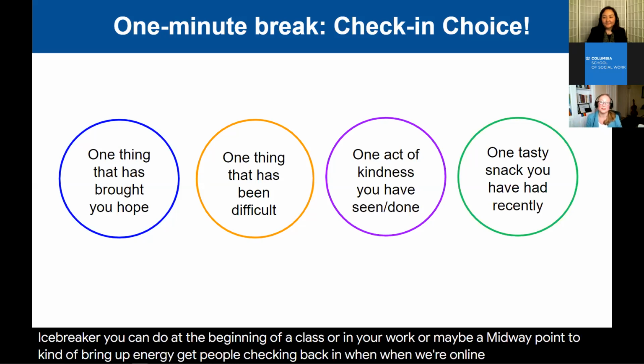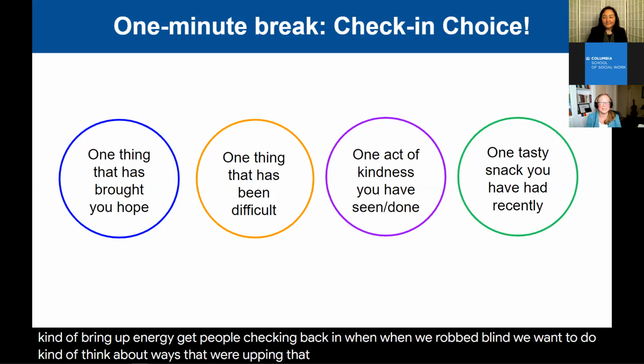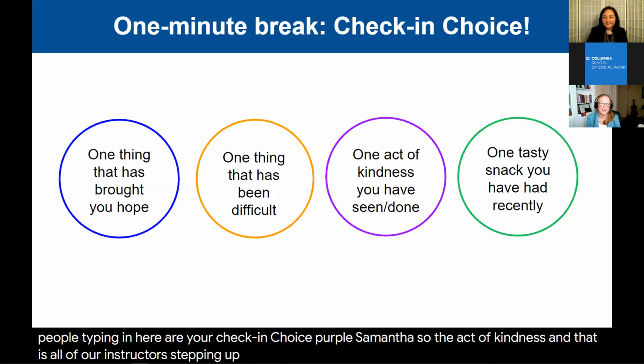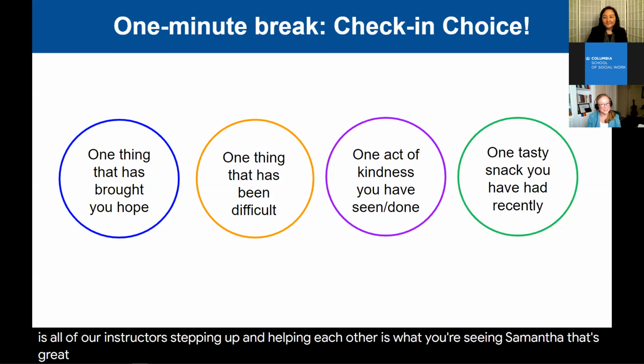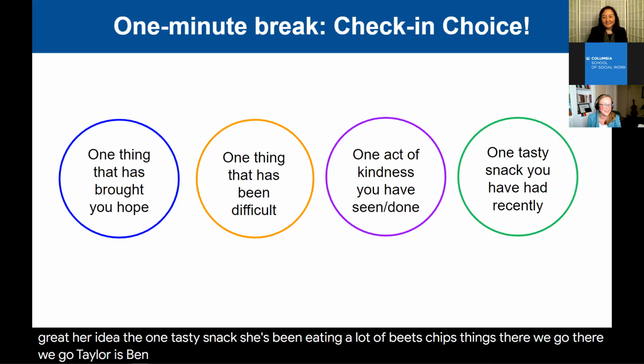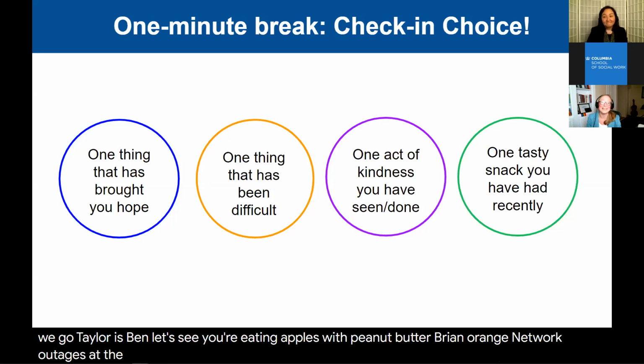When we're online, we want to think about ways that we're upping that engagement. So let's see, we're getting some people typing in here. Samantha chose purple, the act of kindness, and that is all of our instructors stepping up and helping each other. That's great. Kristen, it was actually her idea, the one tasty snack. She's been eating a lot of Oots chips. Taylor has been eating apples with peanut butter. Brian chose orange: network outages at the most inconvenient times. So he's putting that difficult piece out there.